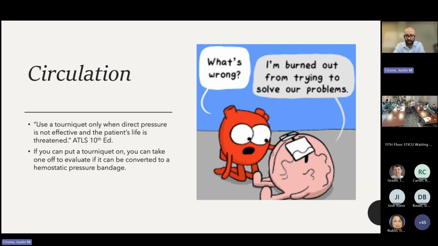Pre-hospital, in the back of an ambulance, the paramedic can take it off at any point in time. At the other hospitals that don't usually land traumas, you can take them off. And if you know how to put one back on, that's fine. Just put it back on in the correct place if you need to.